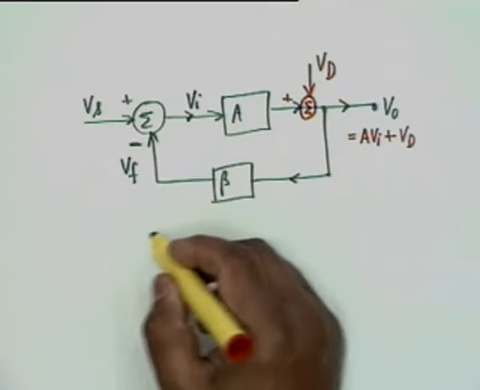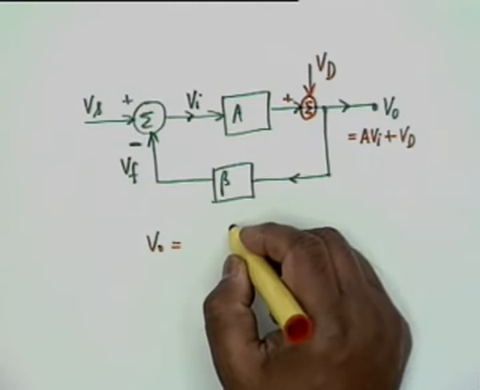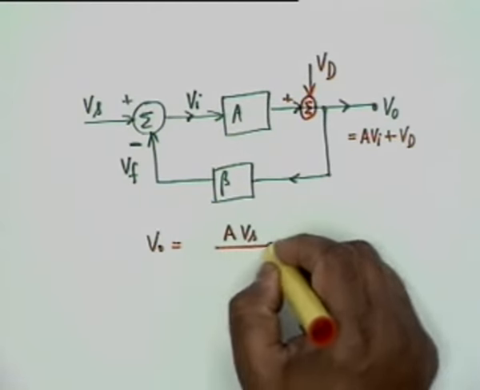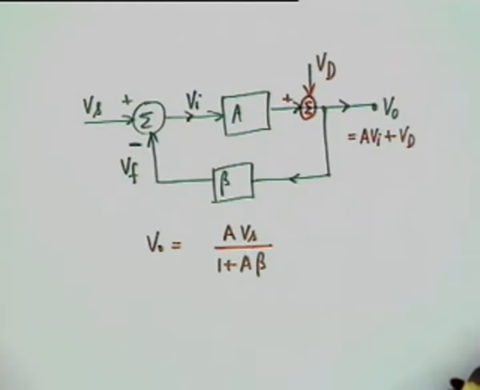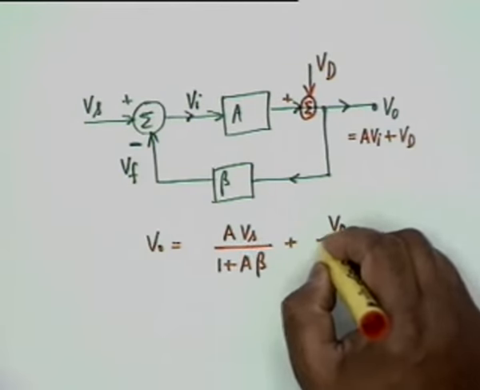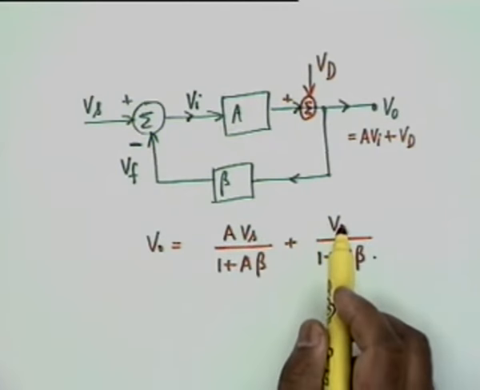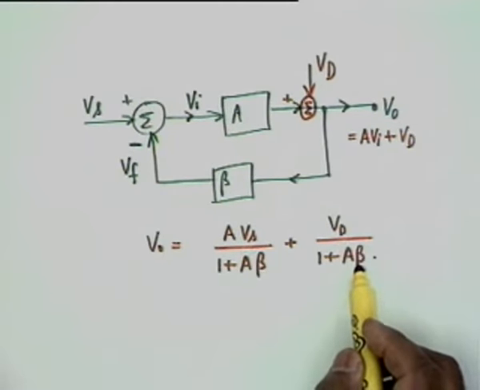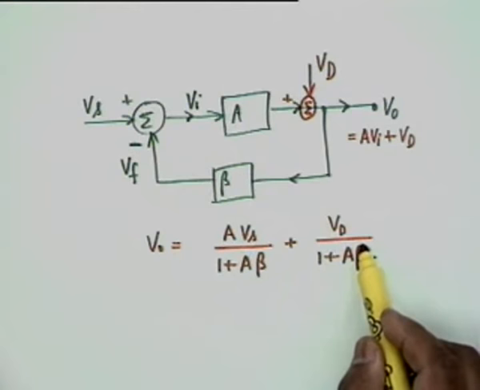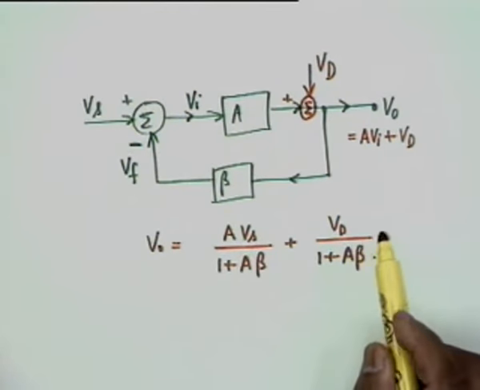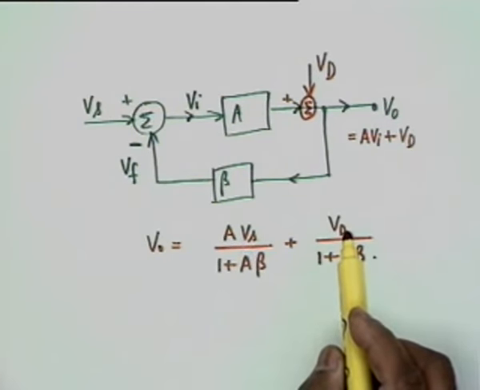If you now analyze this circuit, you can show with very simple algebra that V0 is equal to A Vs divided by 1 plus A beta, that is the undistorted output, plus Vd divided by 1 plus A beta. Now, have we been able to reduce nonlinear distortion? Obviously not, because we still have A Vs plus Vd divided by 1 plus A beta. Both the signal and the nonlinear distortion have been reduced by the factor of 1 plus A beta. So the relative values have not changed, right? The nonlinear distortion in the output has been reduced by the same factor as the signal. So the relative values have not changed.